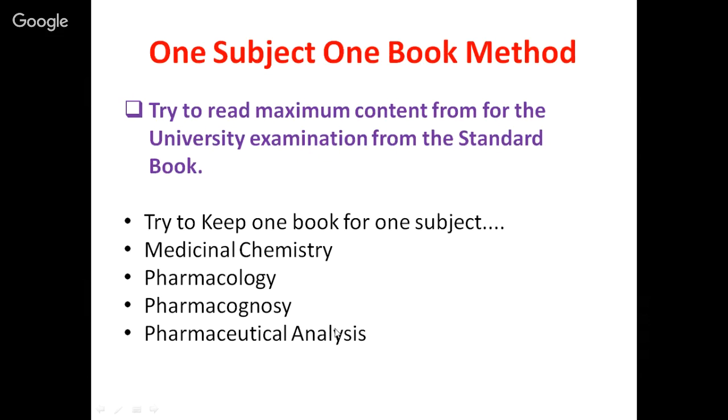For pharmaceutical analysis, you can refer Remington. Otherwise, you can refer Beckett and Stenlake Part 1 and Part 2, that are giving you the feel of a textbook, which covers all number of things.